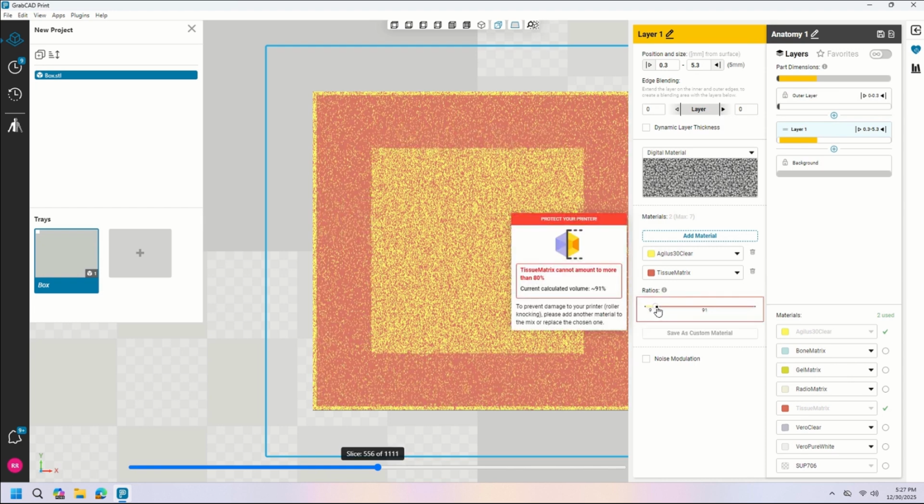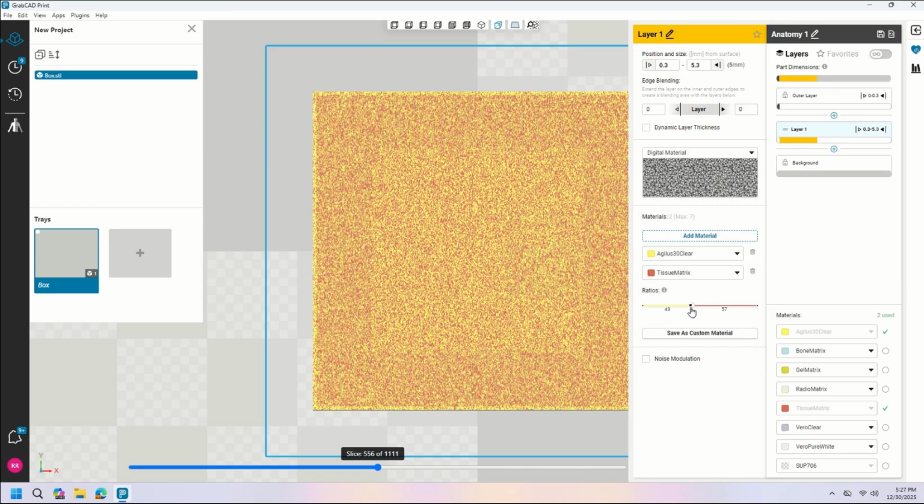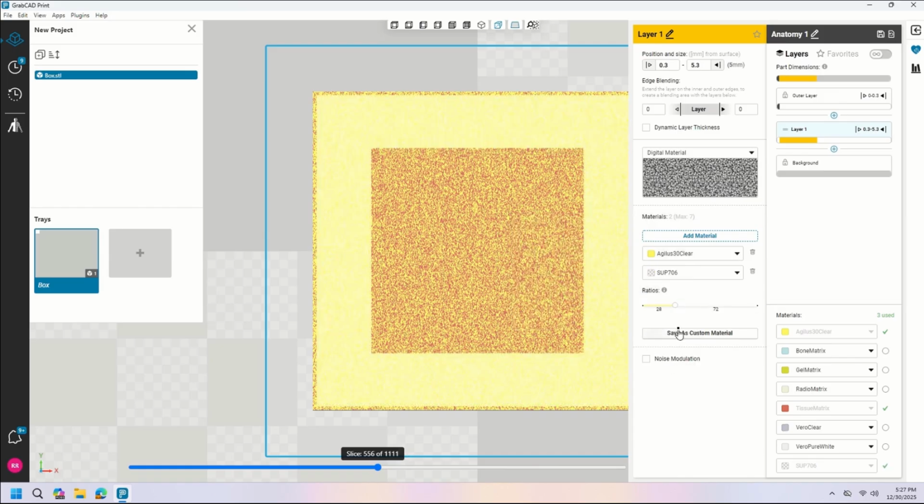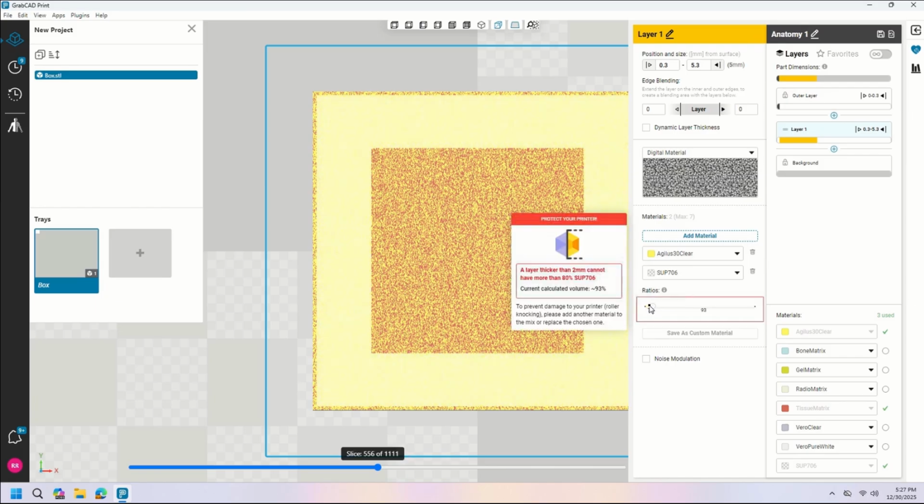TissueMatrix up to 80%. GelMatrix up to 60%. And support material up to 80% as well.